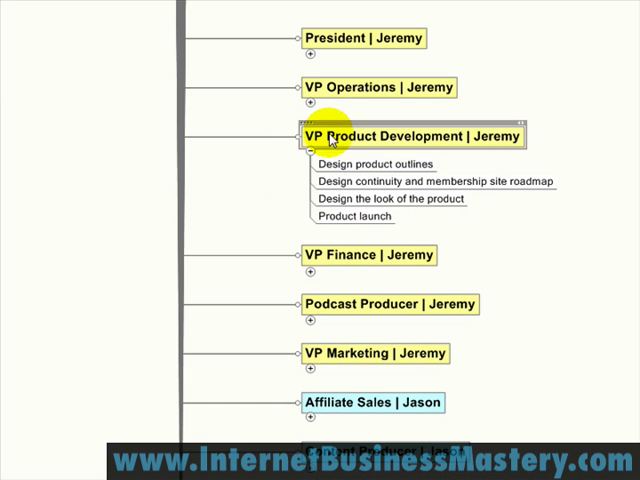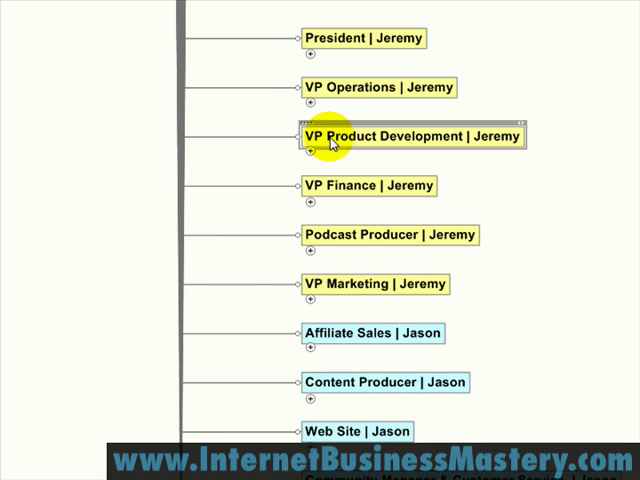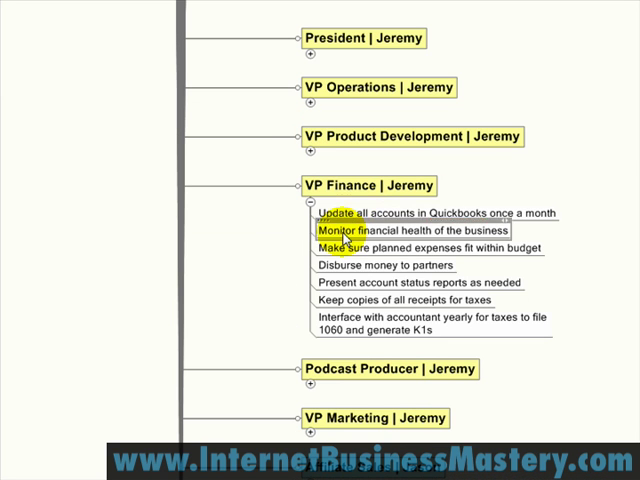Product development, designing the outlines. So basically, each one of these areas is an area within which we want to maintain a certain level of standards, and these are areas that we have regular tasks that need to be done. Finances, something none of us like to do, but we've got to keep our finances up, update our QuickBooks accounts, monitor the financial health of the business, pay money out to partners.